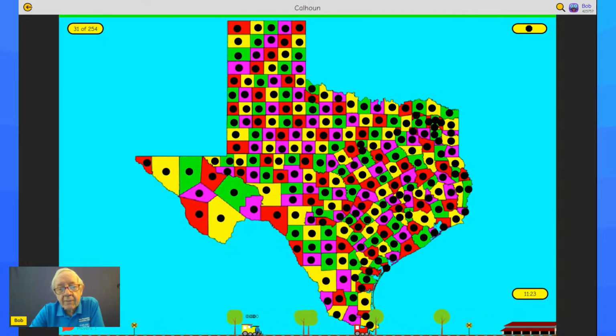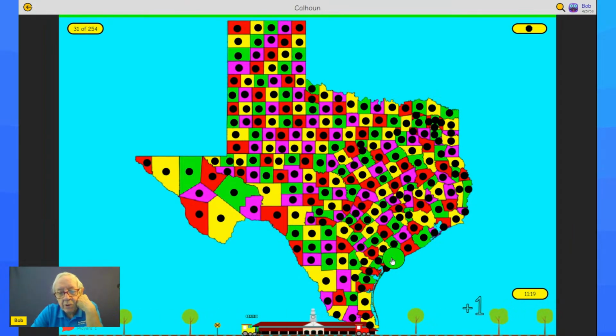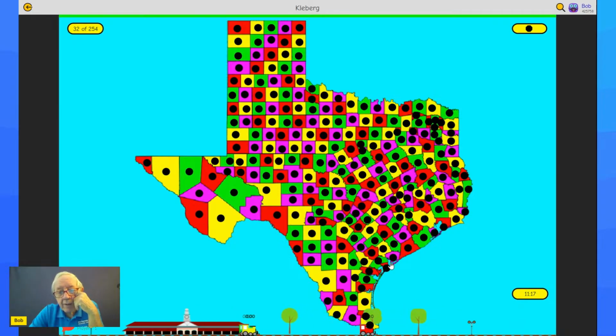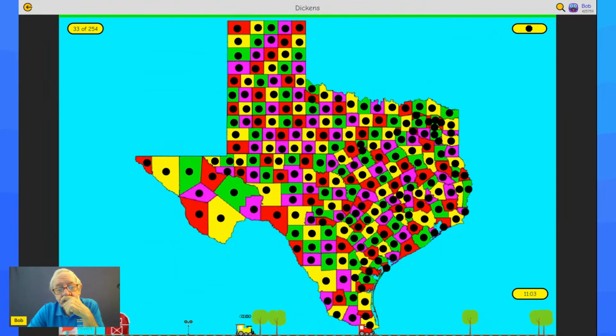Calhoun. Okay, Calhoun, I think, is this purple one at the bottom. Sometimes I have to think. Now, Kleberg is Kennedy. I think this is Kleberg, and it is. This would be Nueces, San Patricio. This would be Refugio. So that's how I learned it.